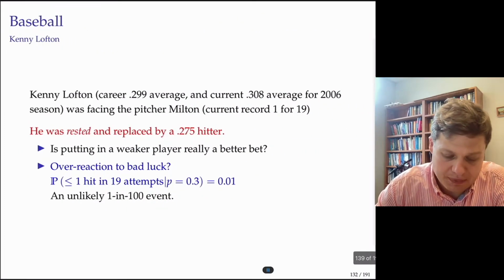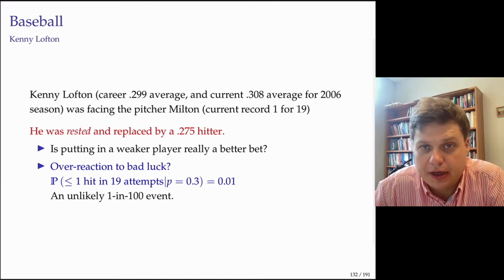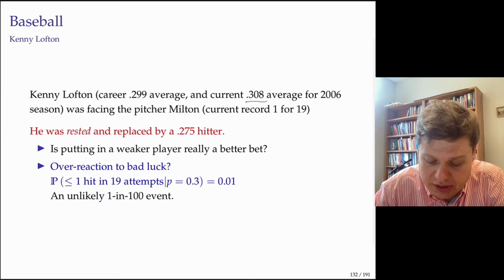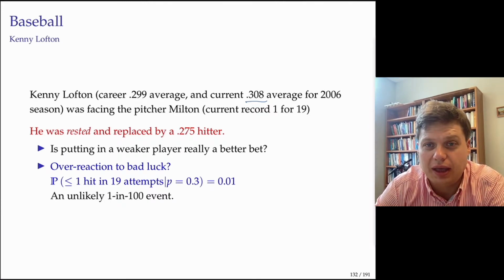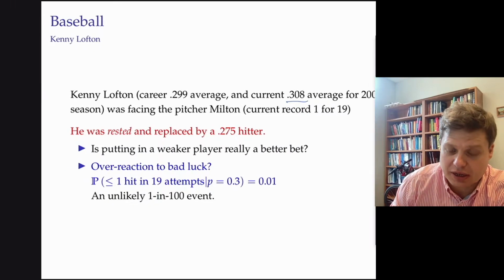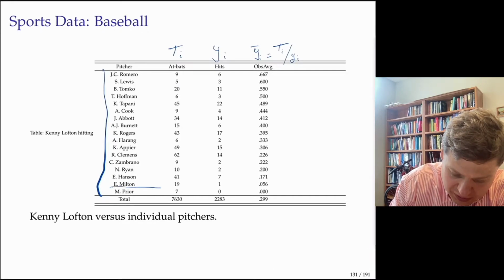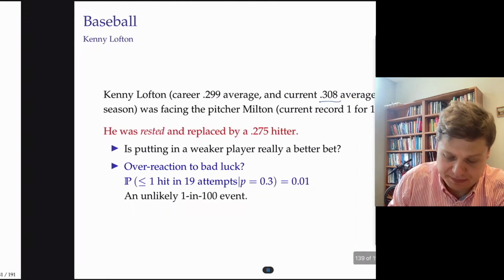Kenny Lofton's career average was .299, so he's roughly a .300 hitter. In 2006, his average was .306, so it looks like 2006 was a slightly better year for him. He was facing the pitcher Milton, and his current record is 1 for 19. So let's go back and find Milton. You see that when he goes against Milton, his batting average is very low, slightly above 5%.